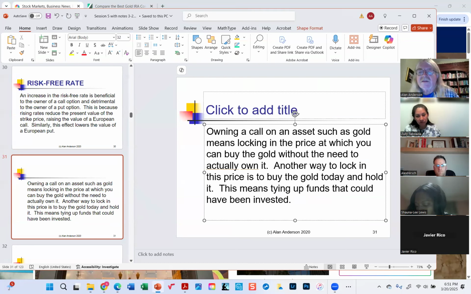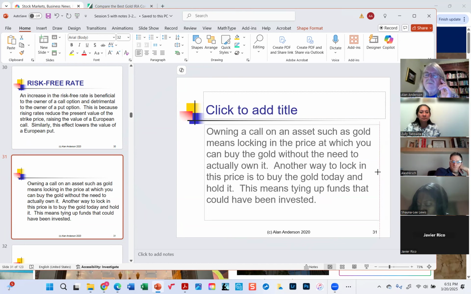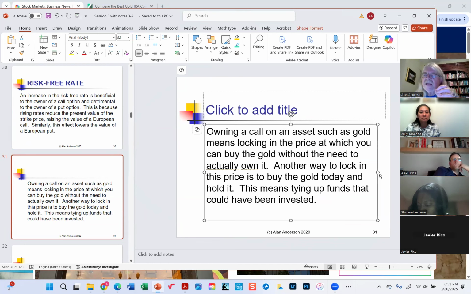But so here's the point of this. If I wanted to hedge or lock in the price of gold today, I can either just buy a call or I can simply buy the gold now and store it, even if I don't have to pay any storage costs. Let's say I have a safe in my house. Those are funds that I could have used to invest and earn at least the risk-free rate of interest. So having a call means that you do not have to pay any financing costs for this gold.